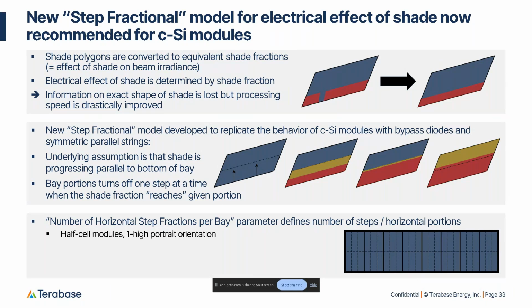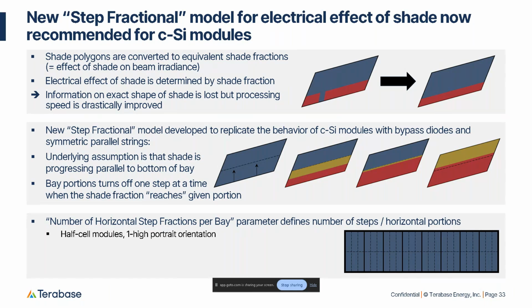So here in the graph in the middle of the slide, on the left, we have a shade fraction that is below 1%. There is no effect, no electrical effect of shade. If you are between 1% and 50%, you lose one half of the module. If you are above 50%, you lose both halves of the module, and that is equivalent to a module with half-cut cells with two parallel strings.